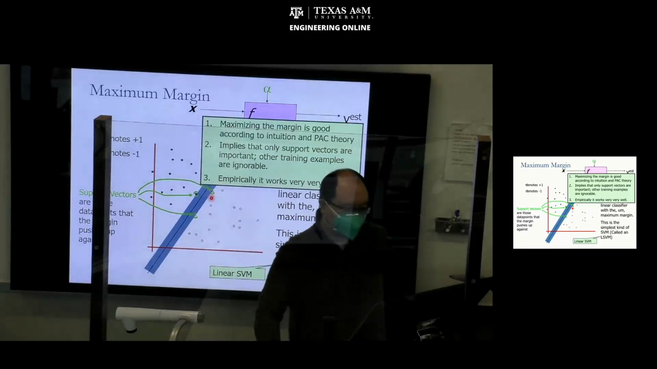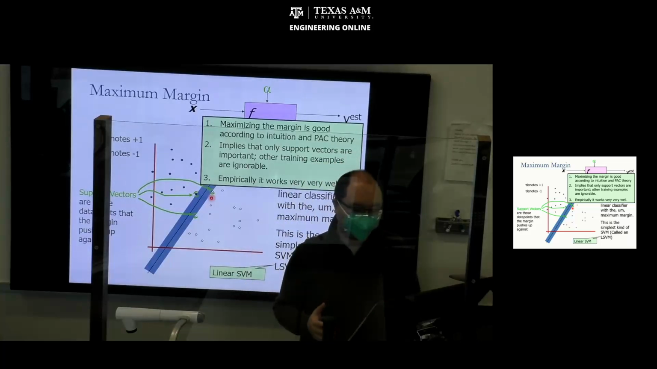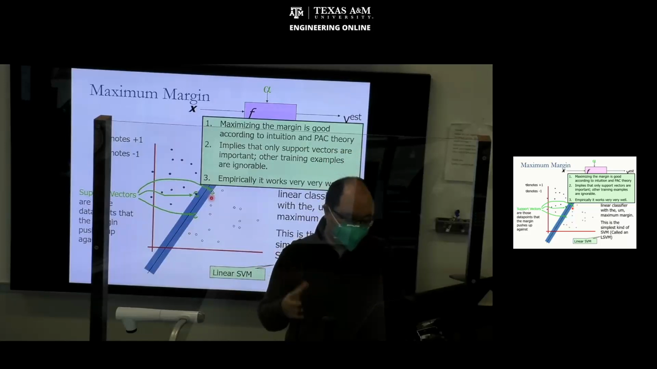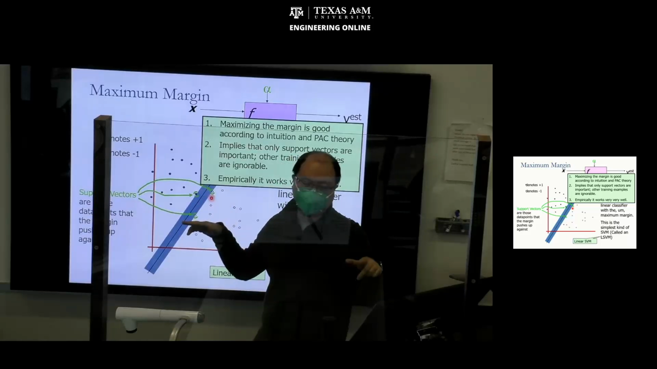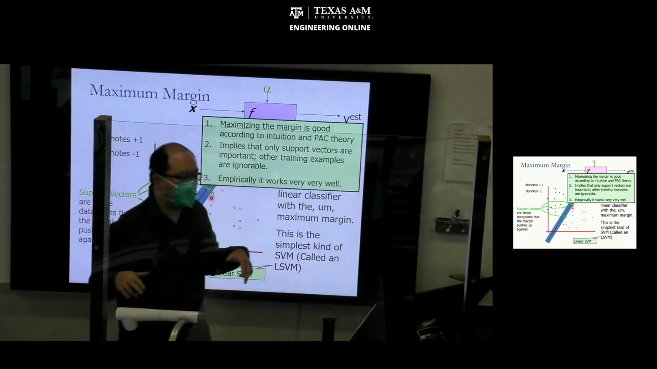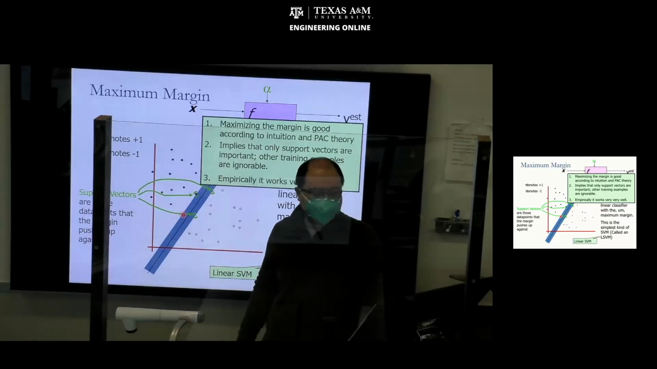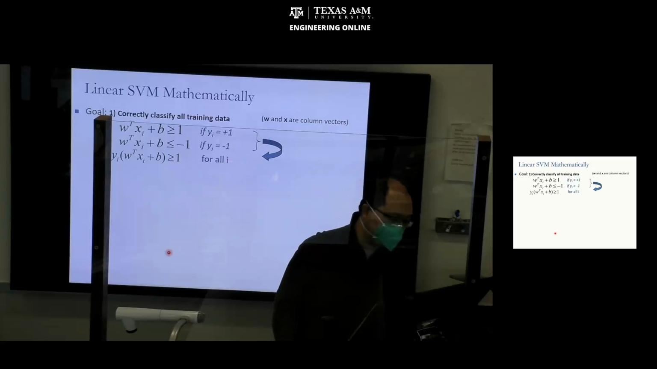Okay, so before that question, I want to also say something deeper than our intuition: that maximizing the margin is good in some sense based on our intuition, but it's also good theoretically based on the PAC theory, probably approximately correct. And it also implies that only the support vectors are important in defining the borders. And empirically it works well. And this is a linear case. So how do we calculate the margin?